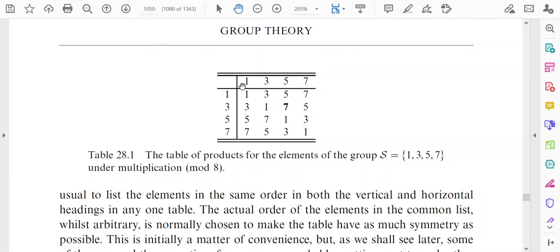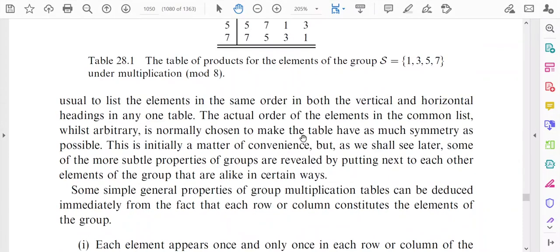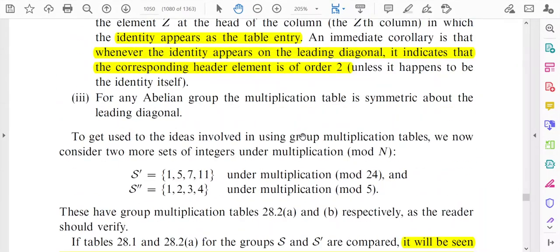So apart from the identity element, for all other elements the order of the element is 2. For example, 3 into 3 is equal to 1. So the order of 3 is 2. Similarly, 5 into 5 is equal to 1. So the order of 5 is 2. 7 into 7 is equal to 1. So the order of 7 is also 2.